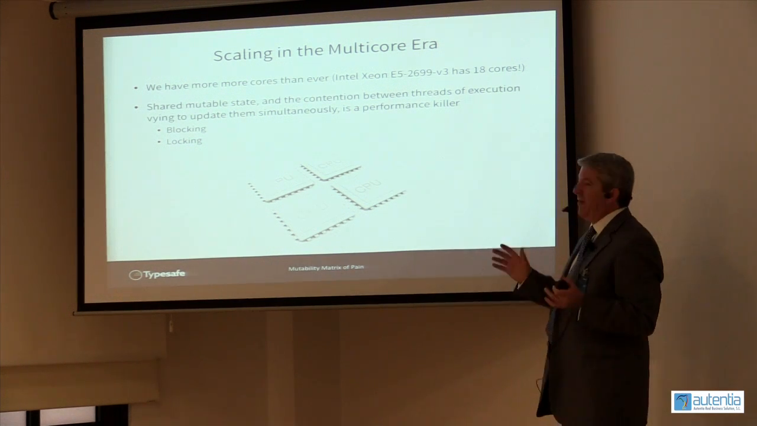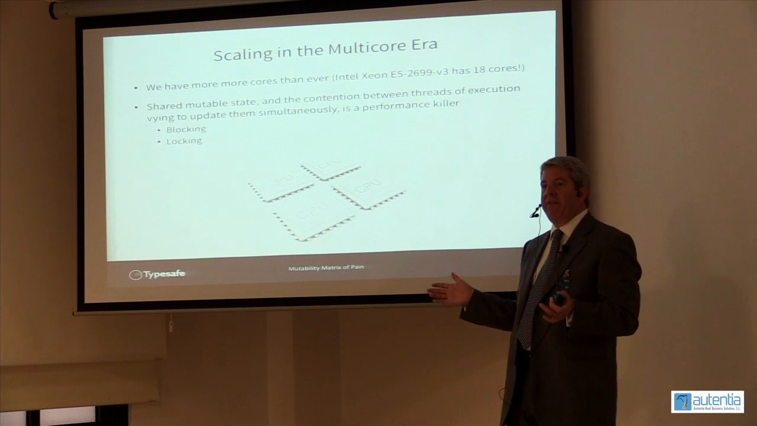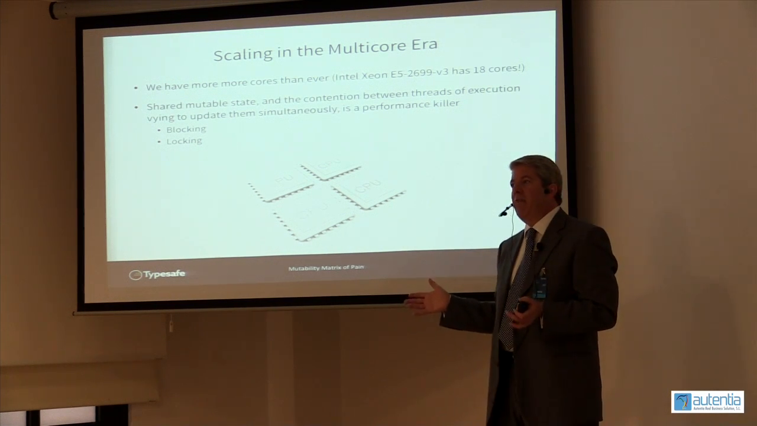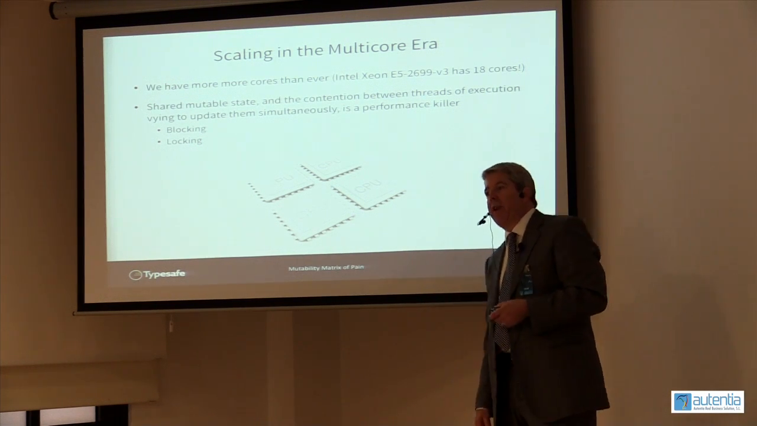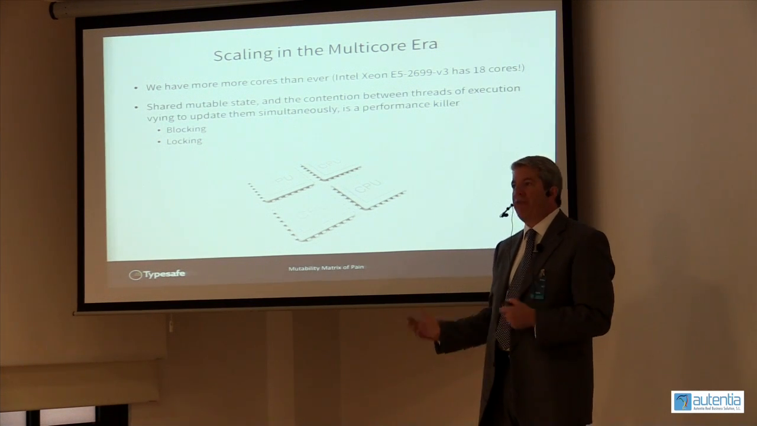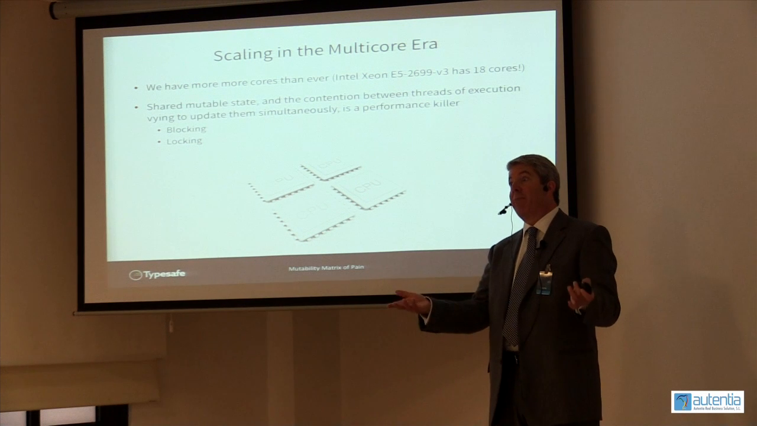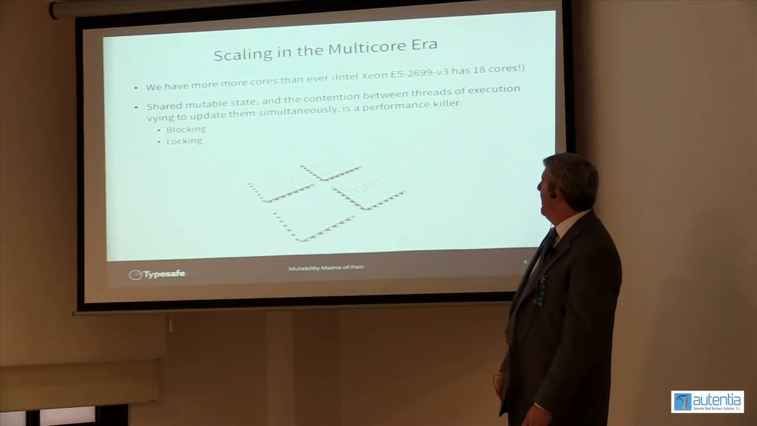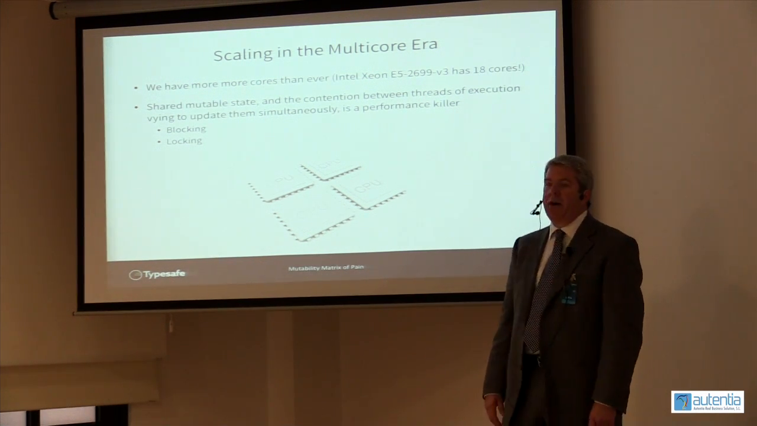But we really want to deal with shared mutable state in a sane way. And right now we resort to things like synchronized and locking. We might use things like ReentrantReadWriteLock. We've got StampedLock now in Java 8. But they come with costs.